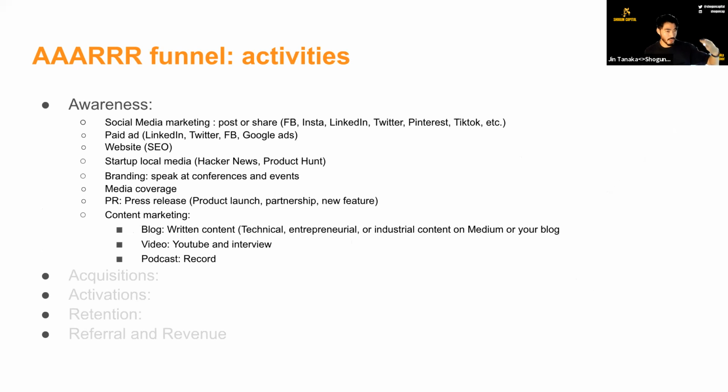And then here is an example of each campaign, right? For example, in order to increase awareness, the type of campaign that you can do is social media marketing, posting or sharing stuff on Facebook, Instagram, LinkedIn, Twitter, Pinterest. You can name any of the channels. But with this kind of posting, the main KPI you're trying to get is increasing awareness, meaning the number of views, right? And then paid ads, maybe you can do LinkedIn, Twitter, Facebook, and Google ads.